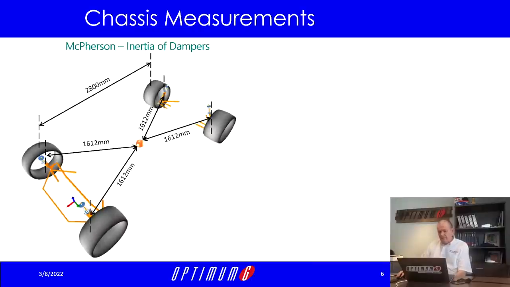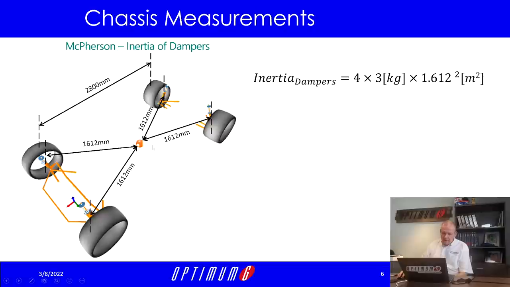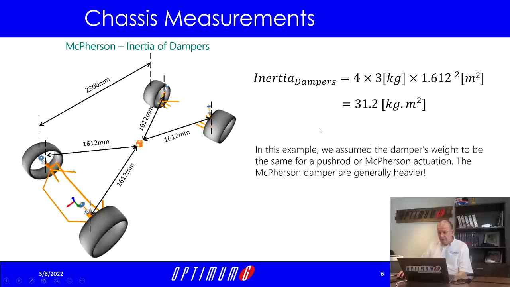Another thing, let me give you a little example here. I take a car with McPherson, and I made simply 4 times 3 kilo for the coilover, so spring plus damper and so on. And I calculated the inertia versus the center of gravity. Okay, I made my life easy. I put the center of gravity in the middle here. And I have 31.2 kilometers square of the inertia.